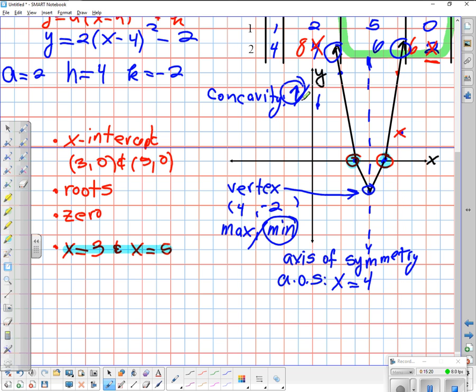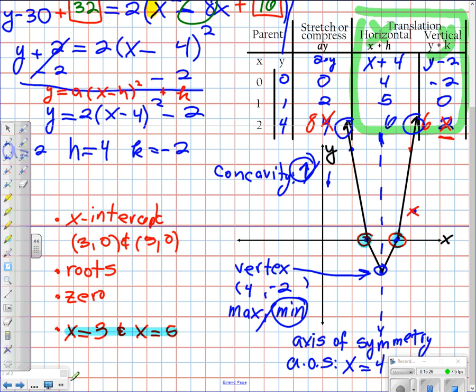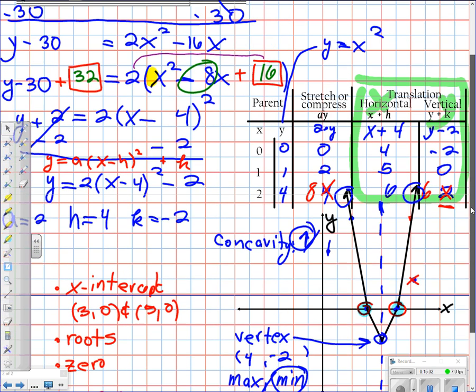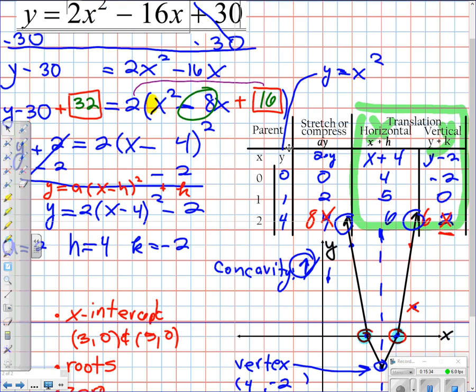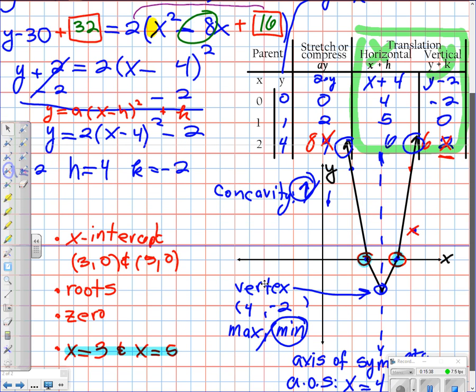So I solved the problem. The solution to this problem right here, the solution to the given problem, is 3 and 5. Okay, whether you complete the square, use the quadratic formula, or solve it by graphing.